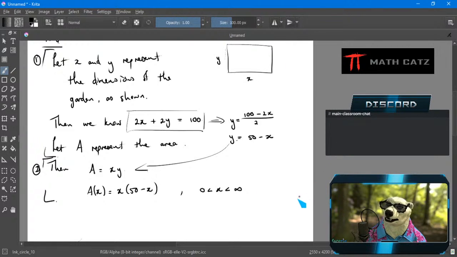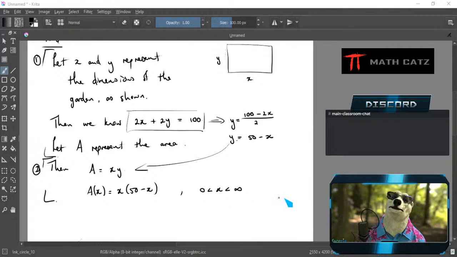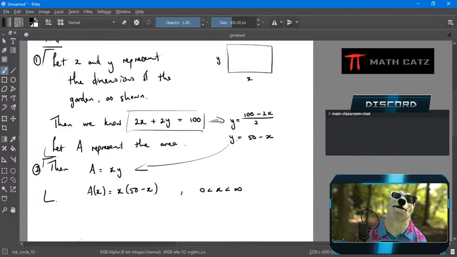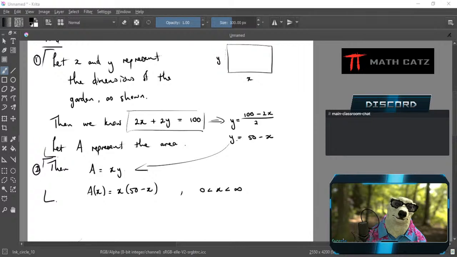And I need to be aware of that because in some more difficult situations, maybe I get a critical point with a negative x value. That doesn't mean anything to me for this question. So in more complicated functions, that could very easily happen, and I need to be aware which x values are applicable to the question.